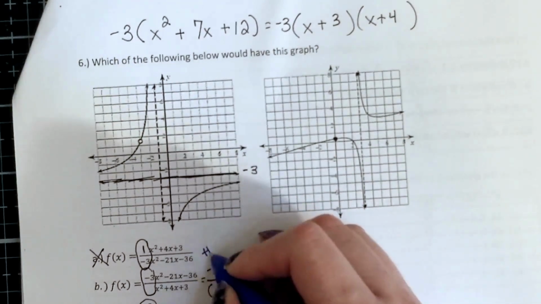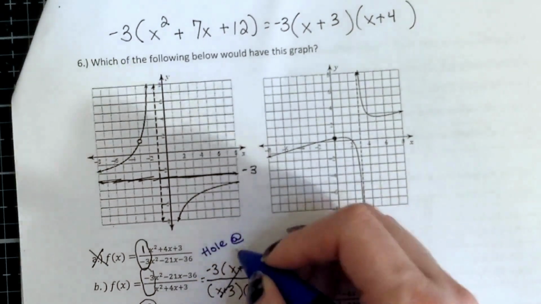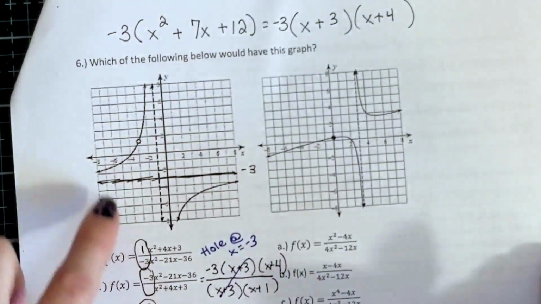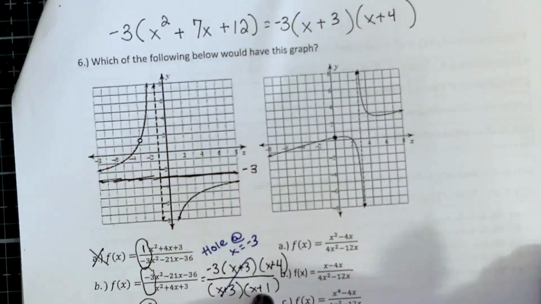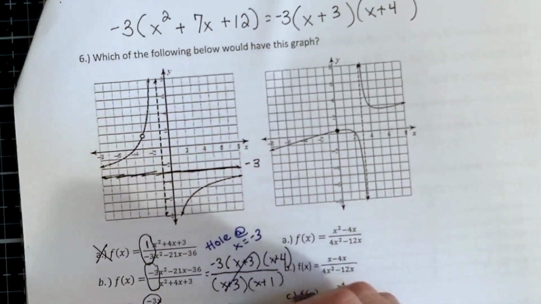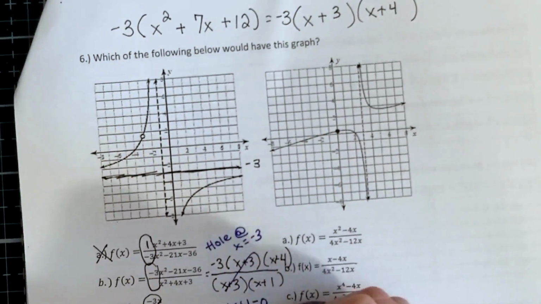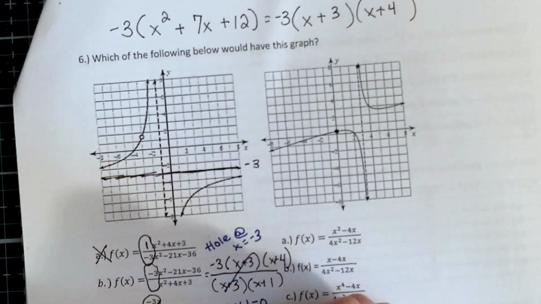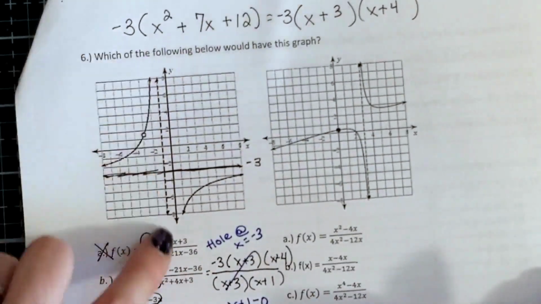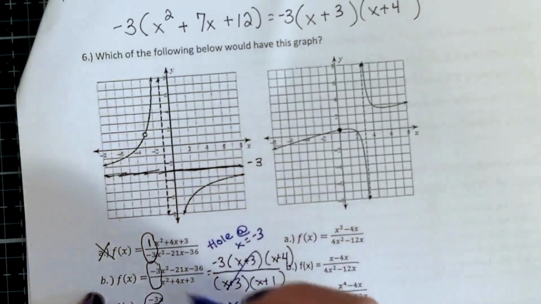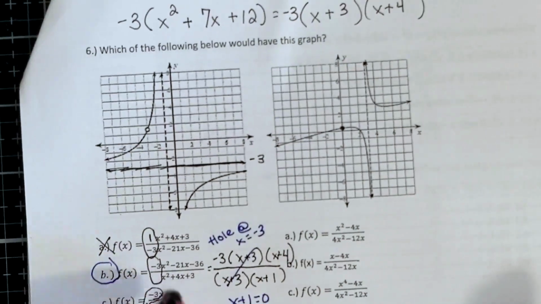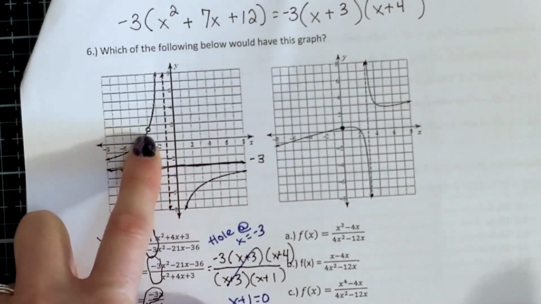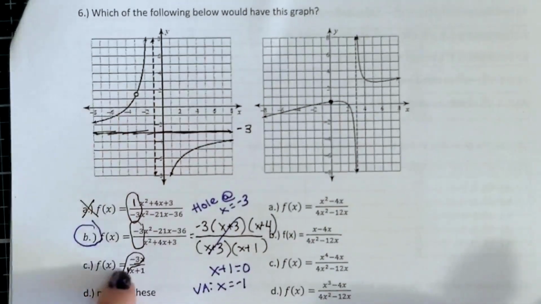That means there's a hole in the graph at negative 3. So if I look at negative 3 on the x's, I see there is a hole in the graph. That's good news. Set the denominator equal to 0, so x plus 1 equals 0. So I get x equals negative 1. That's my vertical asymptote. And I look at negative 1, and I have it right there, so I know B is my answer. And I know my answer is not C because nothing cancels out, so I don't have a hole in the graph. So if that hole was not there, then your answer probably would be C.